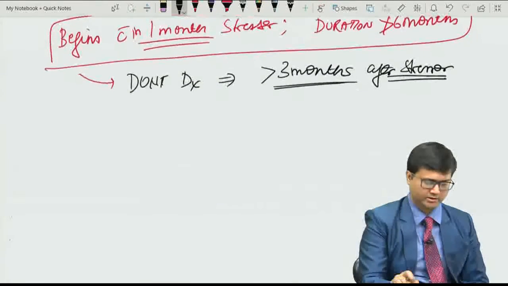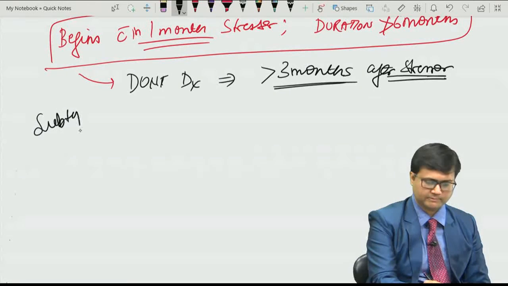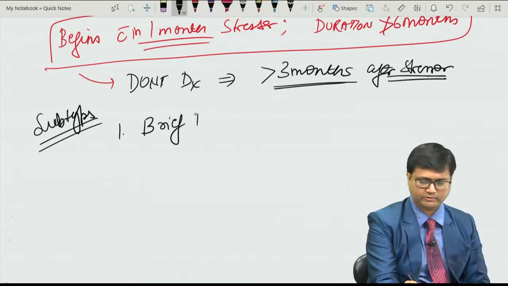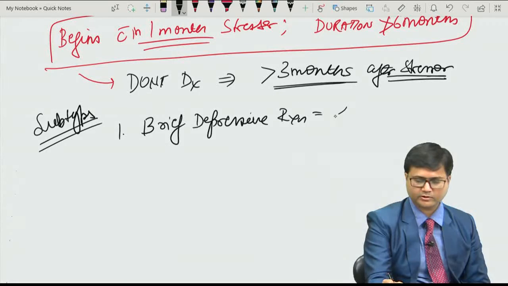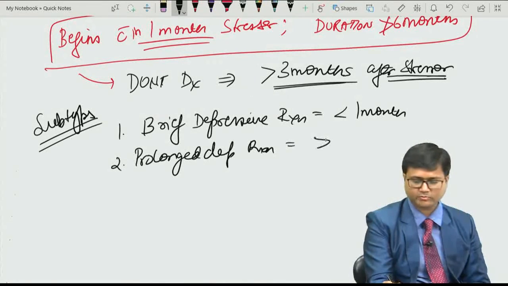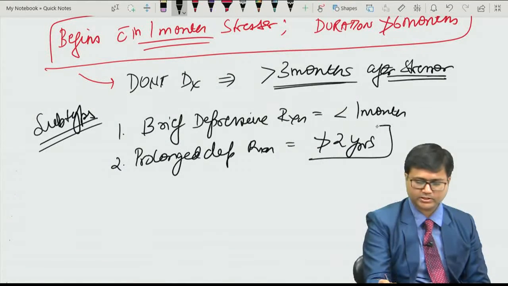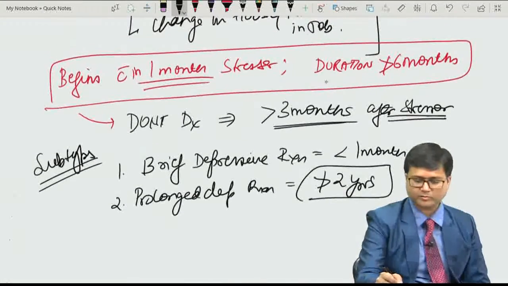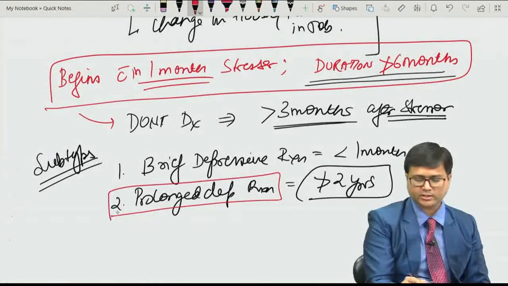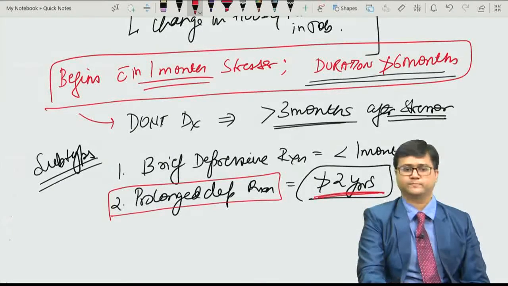Now some of the various subtypes include, first, a brief depressive reaction, which generally is of less than 1 month, then prolonged depressive reaction. Now it generally is not more than 2 years. We say that the duration is generally not more than 6 months, but in the prolonged depressive reaction it may last up to 2 years.